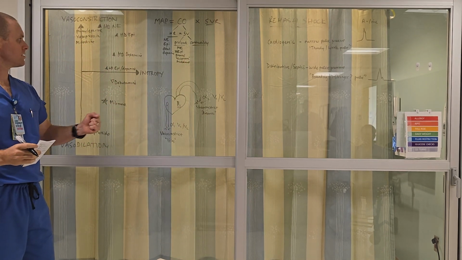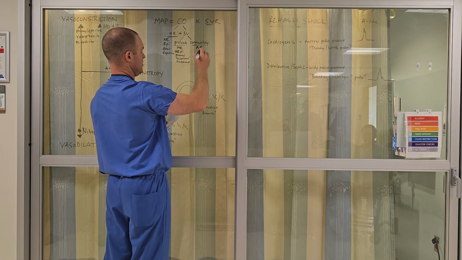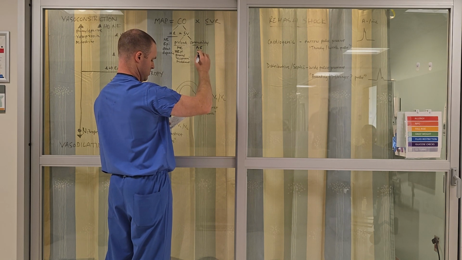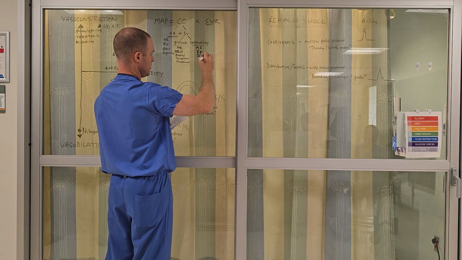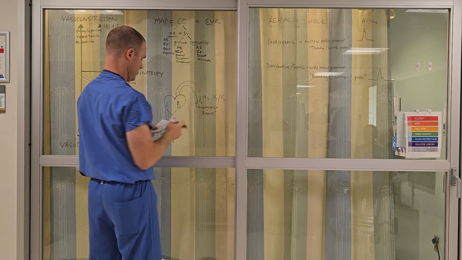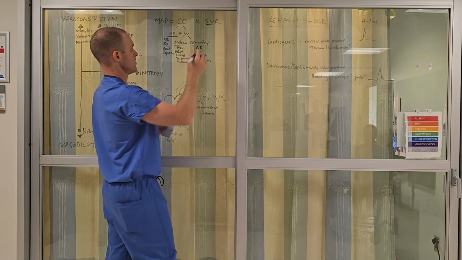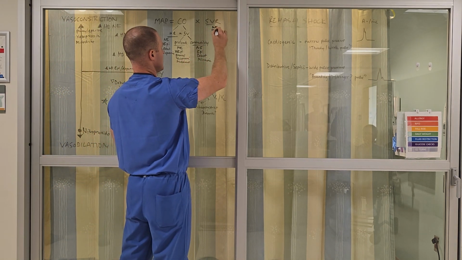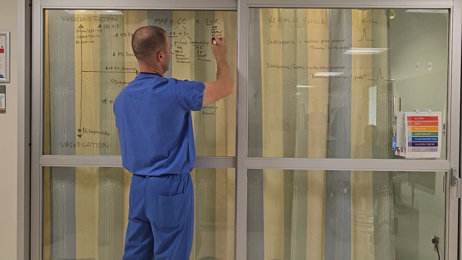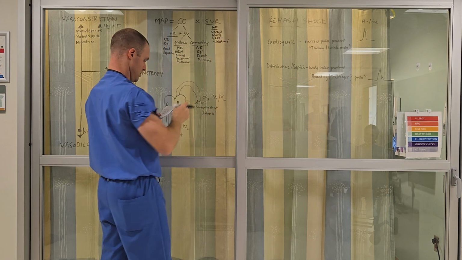What makes us contract? Norepi, epi, dobutamine. What do we say? Milrinone, right? And then think of this on the arterial side. It's essentially constriction. Same: norepi, epi, phenylephrine, vasopressin, midodrine. All right.